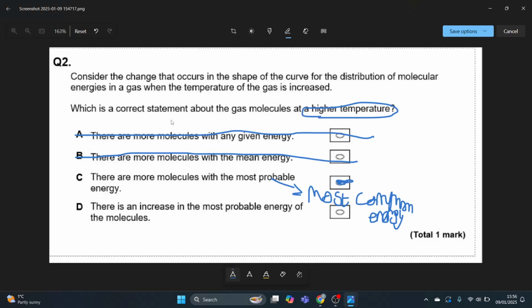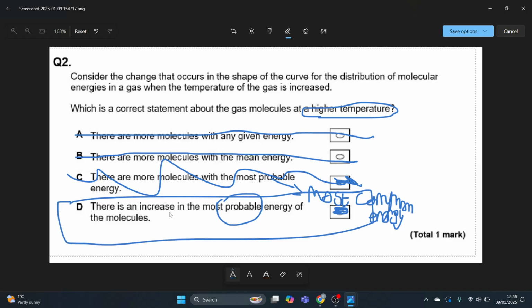The more molecules with the most probable energy? Yeah, that is incorrect. It should be the increase in the most probable energy of the molecules. Because we're increasing the temperature, the most common energy, the most probable energy, probable meaning the probability of happening, is the most common, it will be an increase. So the answer is in fact D, not C. Question 2, D. And that's it for today's video.